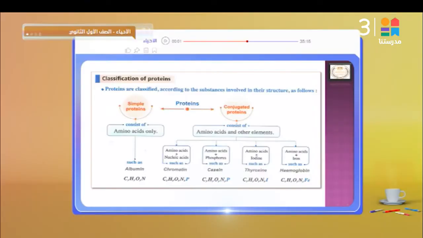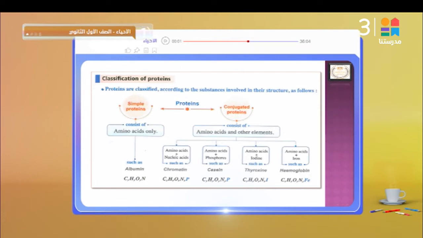Classifications of proteins. Proteins can be classified according to the number of amino acids entering the structure. This is very important knowledge. First, simple proteins. We can classify the proteins into simple proteins and conjugated proteins. What's the meaning of simple and conjugated, and the difference between them?